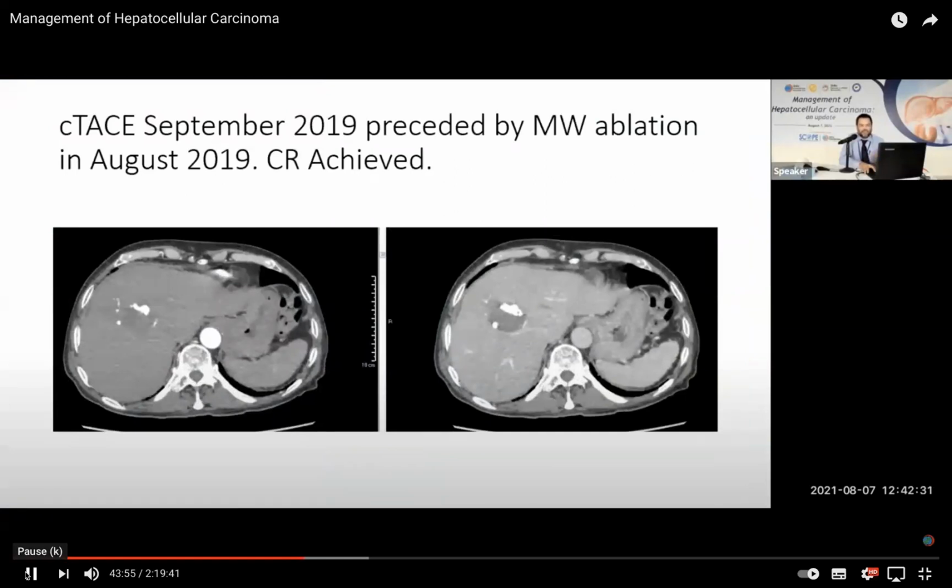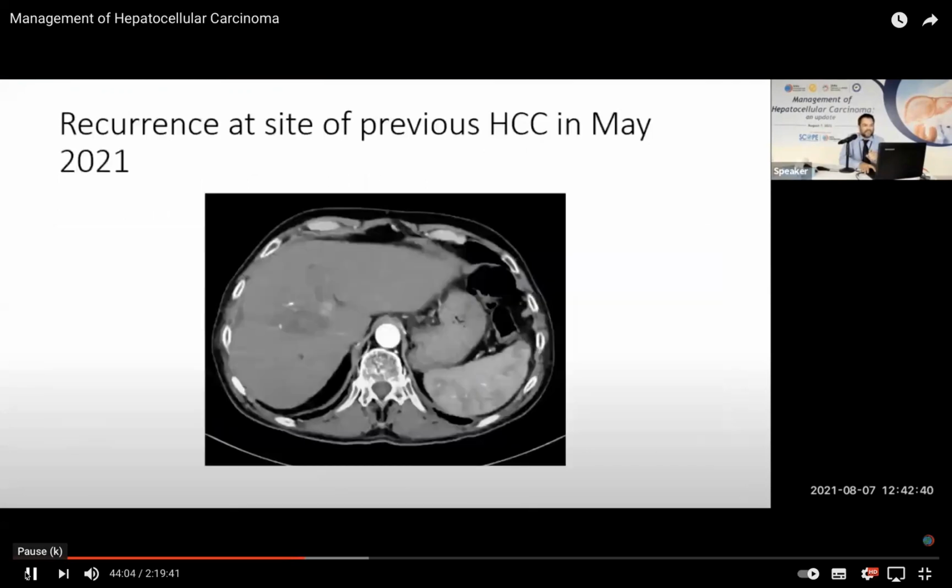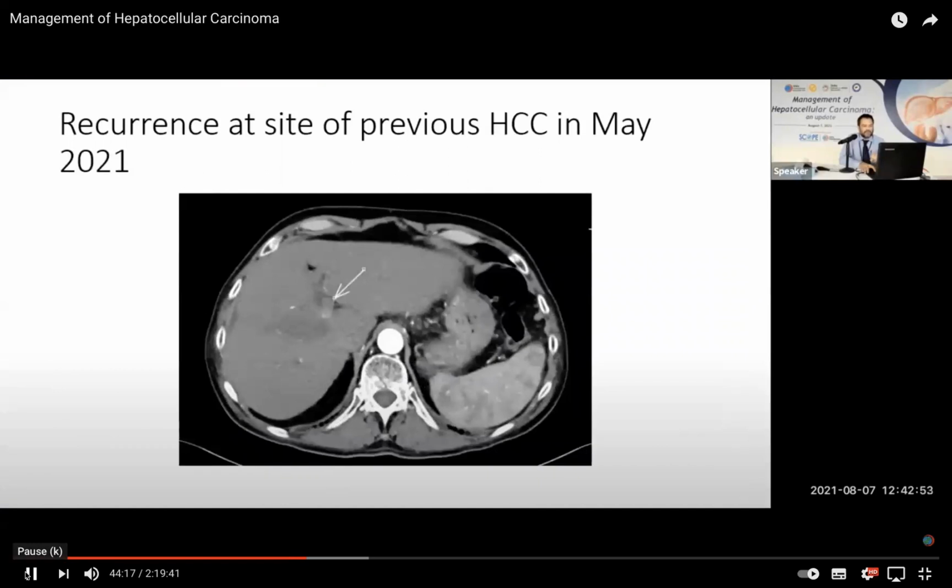So the white material you can see is the iodized oil. And we achieved a complete remission. So he was absolutely fine. He then presented in May 2021 recently, and you can see the slightly whitish area centrally near the ablation zone. So he's now got recurrence sort of 2 years later, and that's where the arrow is.